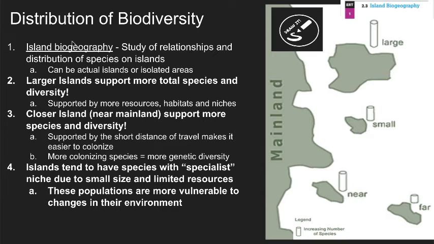Islands also tend to have specialist species survive, which have a specialist niche. They're able to fulfill a very small role, and that typically happens with island organisms because of limited resources and an inability to migrate any further away than they already are. This makes them very vulnerable to any changes in their environment or any disruptions that may occur.